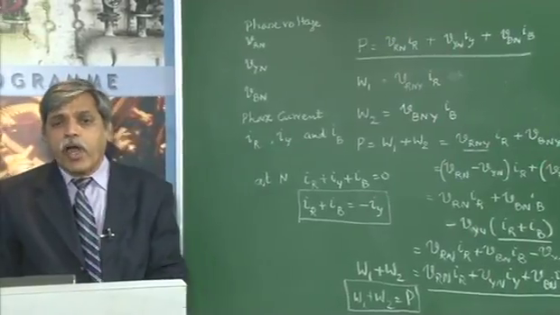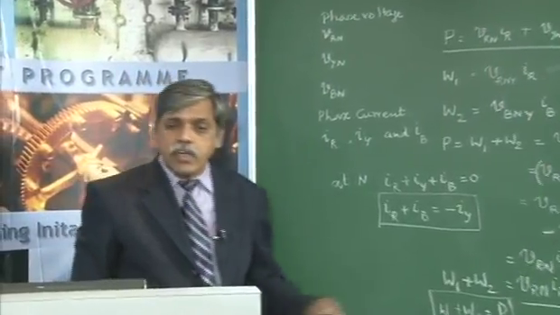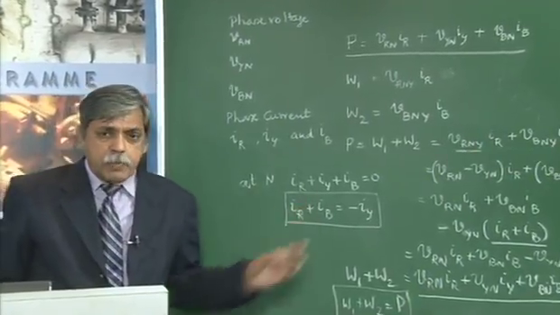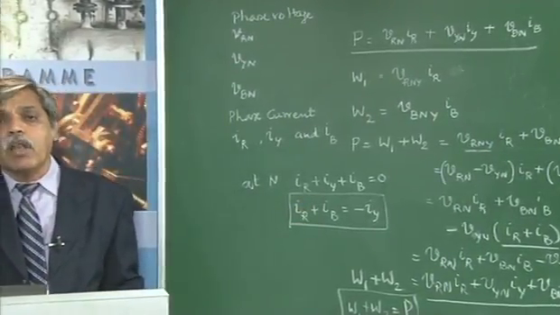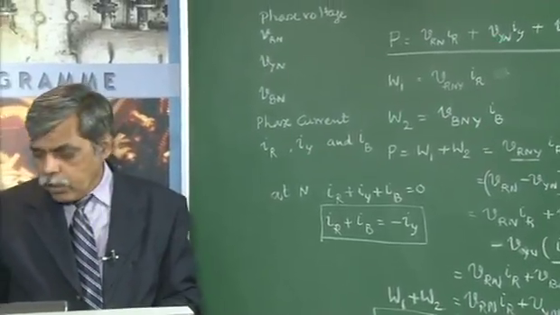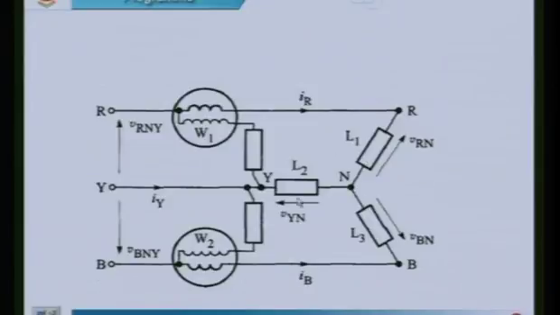If a fourth wire is available, then it is not necessary for me to connect. But the advantage of this method is that it is applicable for either balanced loads or unbalanced loads. See here I have taken this as an unbalanced load here, L1, L2, L3. Now in the case of unbalanced load, the power factor for each phase will be different, but still I can use the 2 wattmeters to measure the power in a 3 phase 3 wire system.